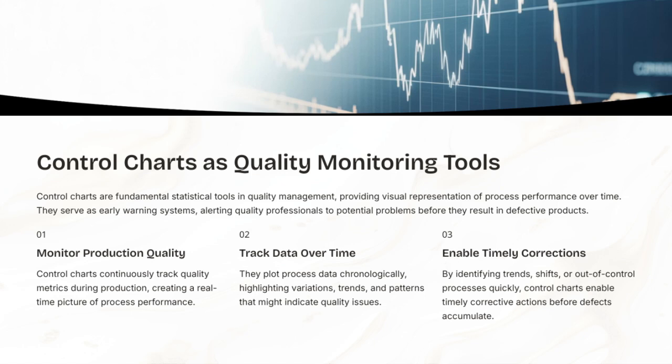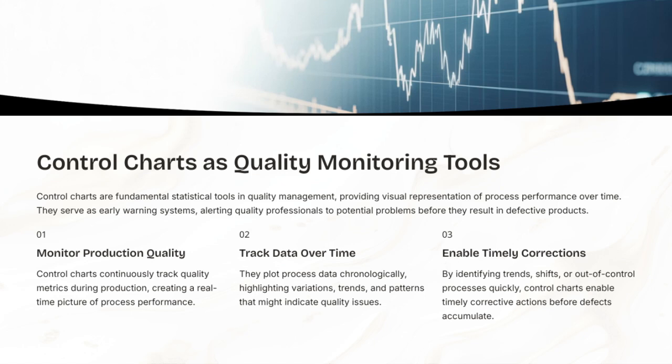Next, control charts continuously track our quality metrics during production, giving us a real-time picture of how well our process is functioning. This ongoing monitoring is crucial because it allows us to spot potential issues as they happen, rather than after defects have occurred. Now, one of their most important features is their ability to plot process data chronologically. By doing this, control charts highlight variations, trends, or patterns that might signal a quality concern.